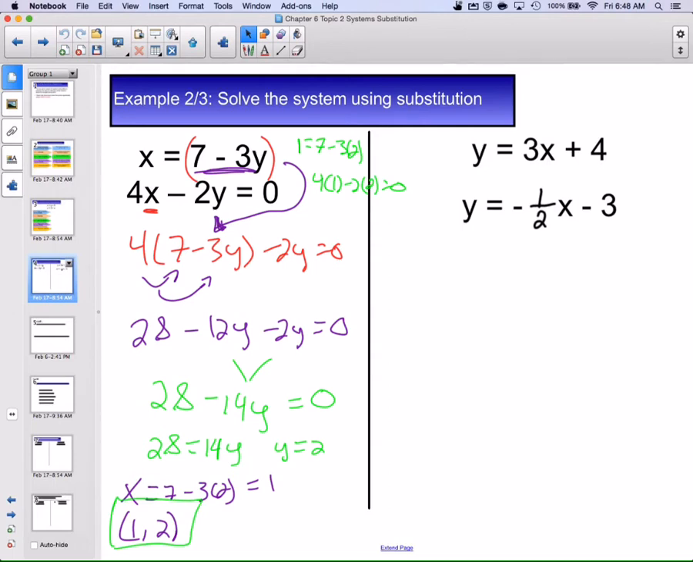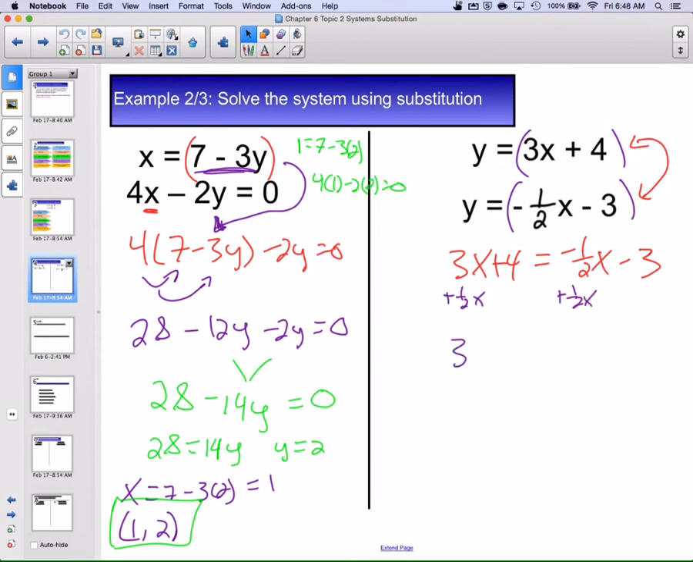Okay, similarly here, I noticed that both of them are y equals, so they're both isolated. This is a sort of different way of looking at it. What we're going to do here is essentially set this one equal to this one. If they're both equal to y, then they should both be equal to each other. So I'm going to say 3x plus 4 is equal to negative 1/2 x minus 3, and I'm going to solve from there. I'm going to add 1/2 x to both sides, so I have 3.5x essentially. And I'm going to subtract 4 on both sides, so that's equal to negative 7. All right, so we have to take negative 7 and divide it by 3.5. That gives us a nice answer of negative 2.